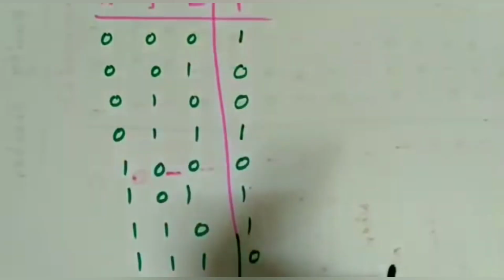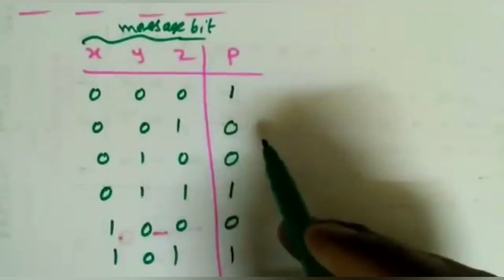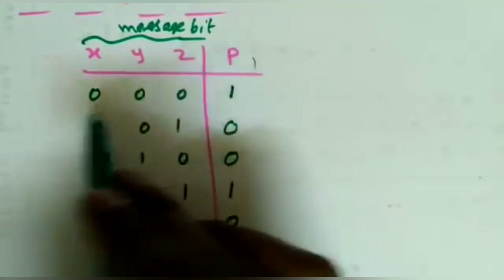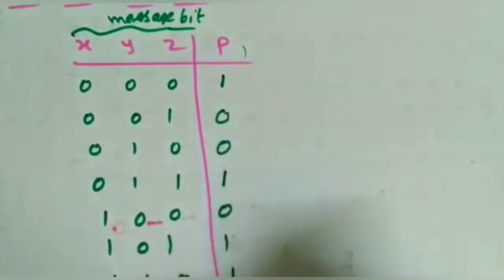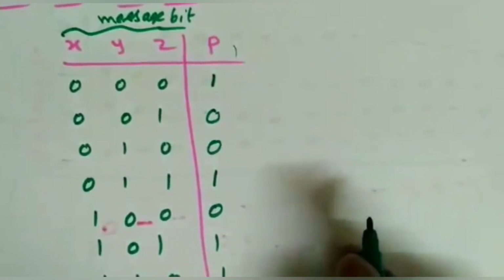Now what is this function? It is nothing but the exclusive NOR function, or we can say it is an even function. Why is it an even function? If you see the function, whenever there is an even number of ones, we are getting the function value high. That is why it is called the even function, or simply the exclusive NOR function.